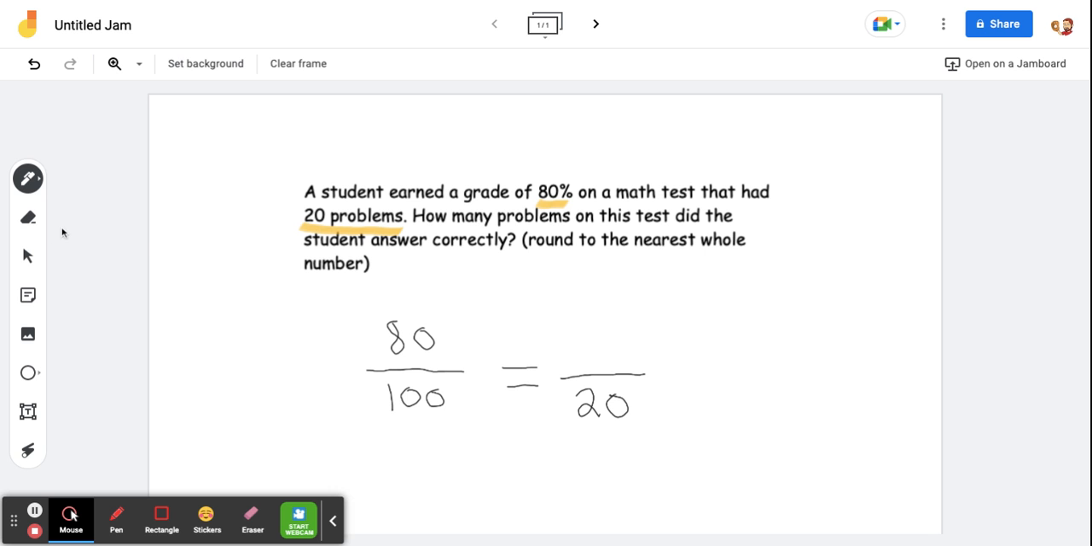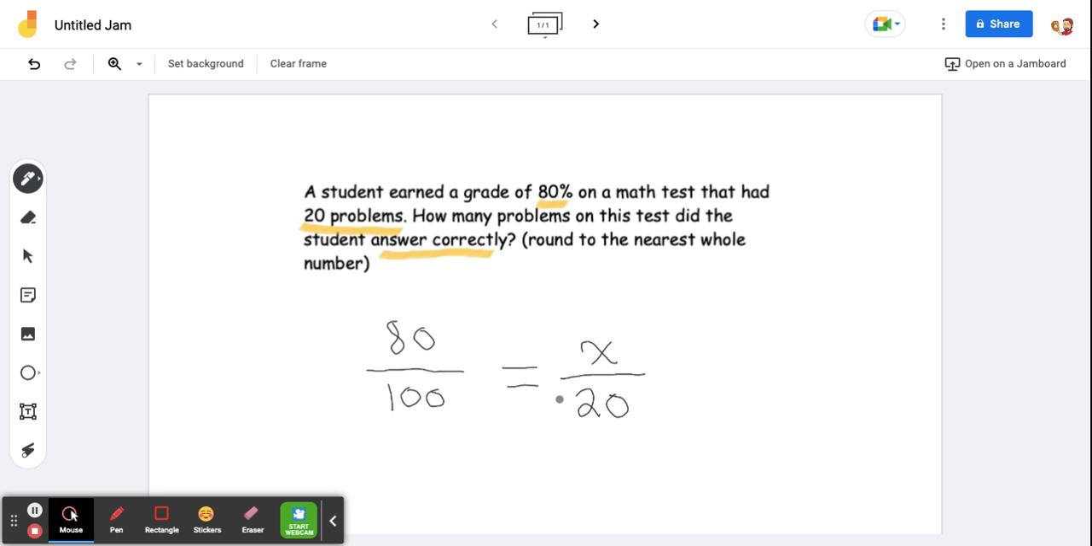Okay, then what we're trying to find is how many problems the student answered correctly. Okay, well, 80% were answered correctly if that was the student's grade. So if that was the student's grade, that means right now she answered X correctly. We haven't figured out how many yet.